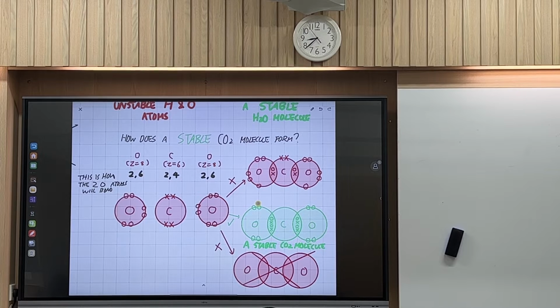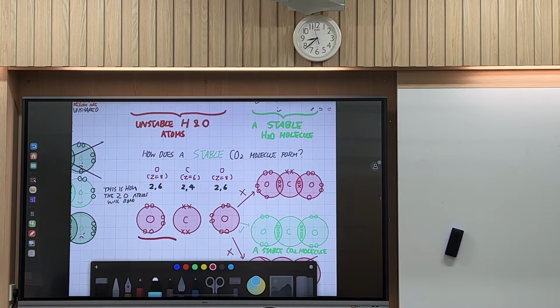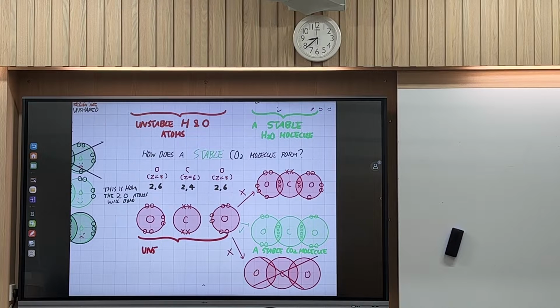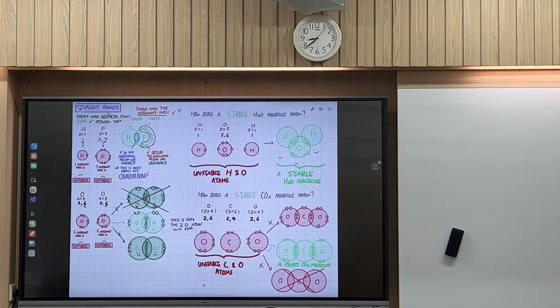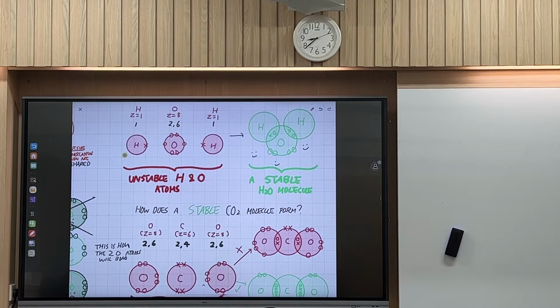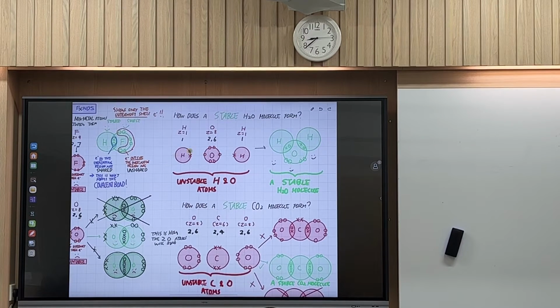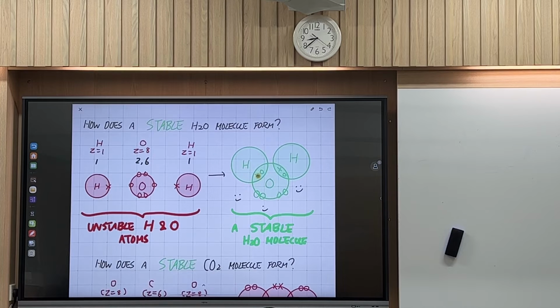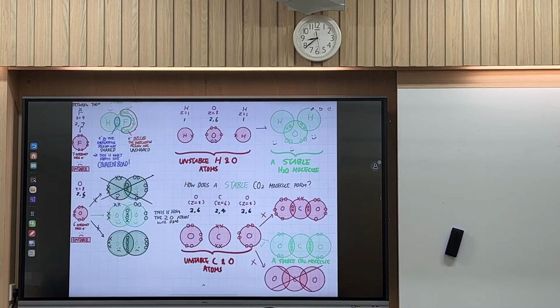This is a stable CO2 molecule, and what we have on the left are a bunch of unstable C and O atoms. So remember, the take-home message for this page should be that atoms are not stable by themselves. You see a single hydrogen, a single oxygen, they are not stable because they do not have a full shell. However, they can partner up by forming covalent bonds. Sometimes it is a single bond, and sometimes they could be forming a double bond.